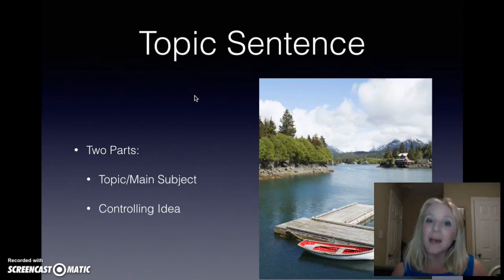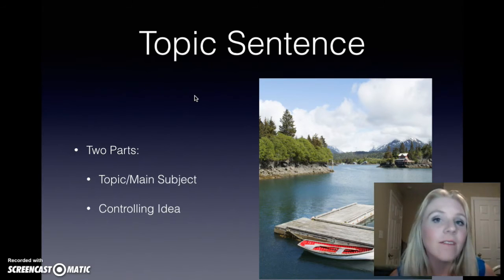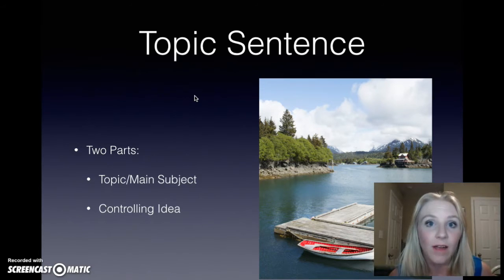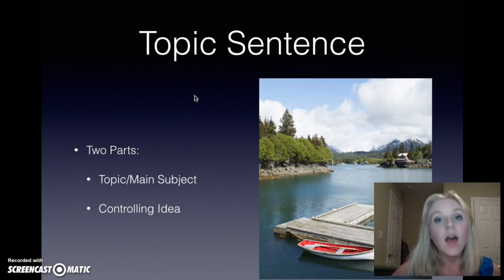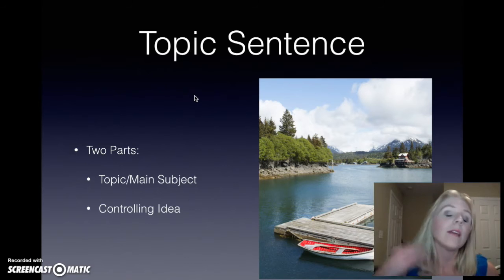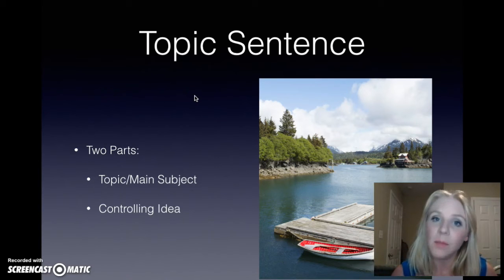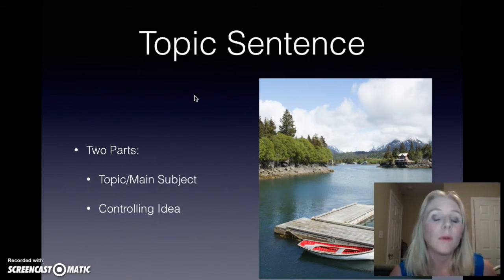So, a topic sentence is usually the very first sentence of your paragraph, and it's pretty much going to just tell you the main idea or what that paragraph is about. Now, a topic sentence has 2 parts: a topic, or as your book calls it, a main subject, or basically, what is this paragraph about? What big idea is this paragraph discussing?